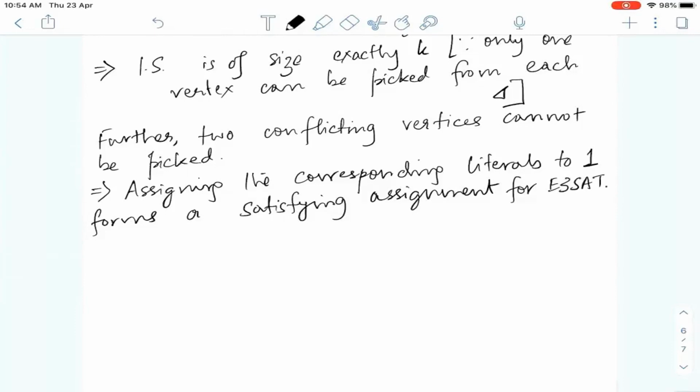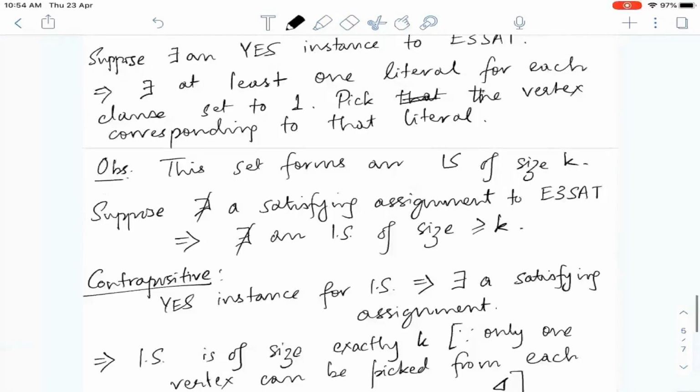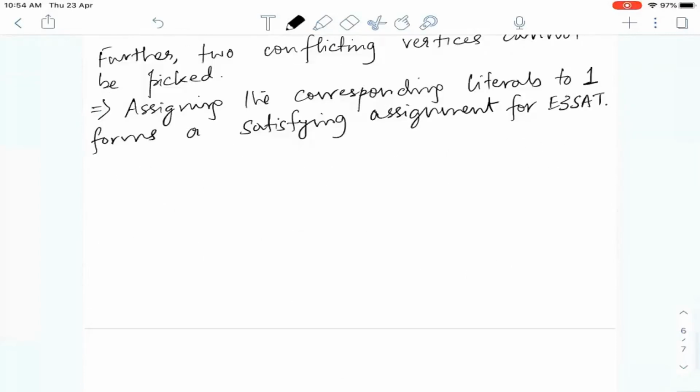Okay. Okay. Any questions about this reduction? Everything clear?